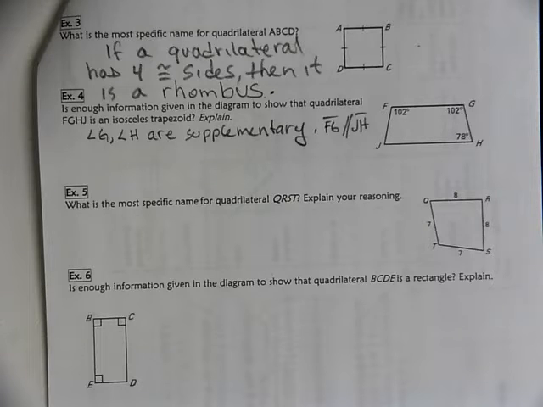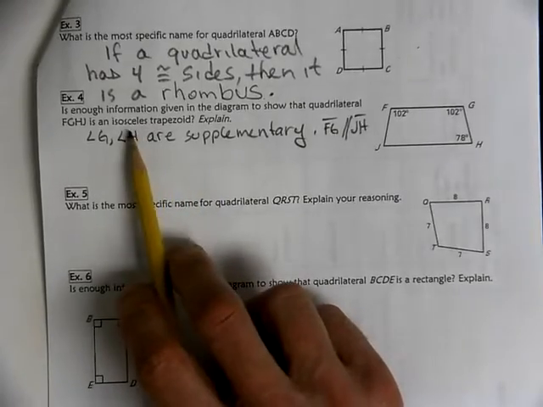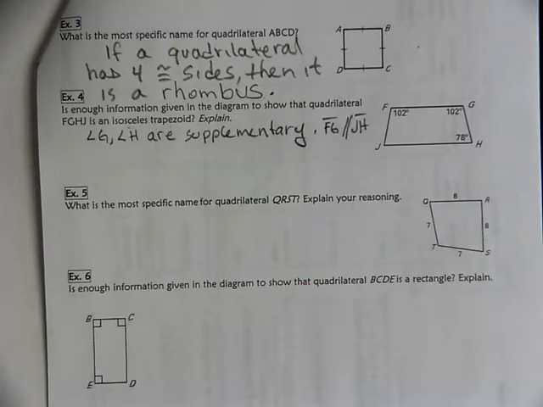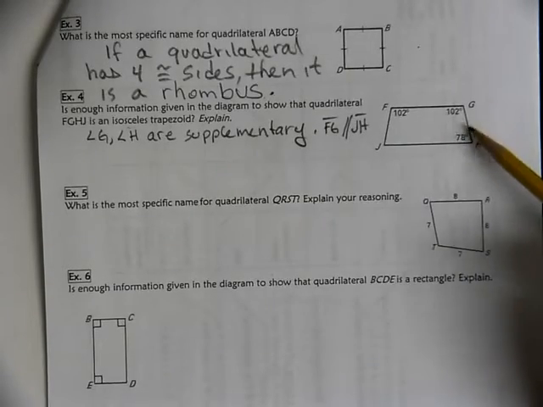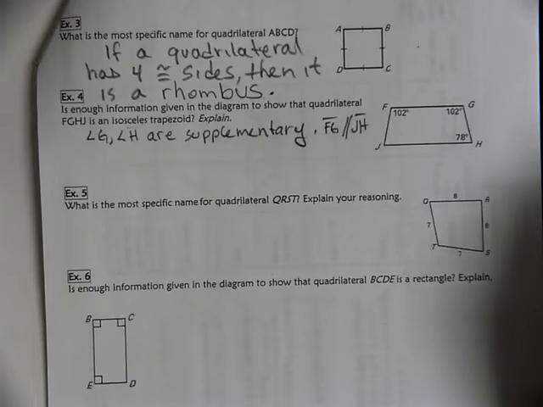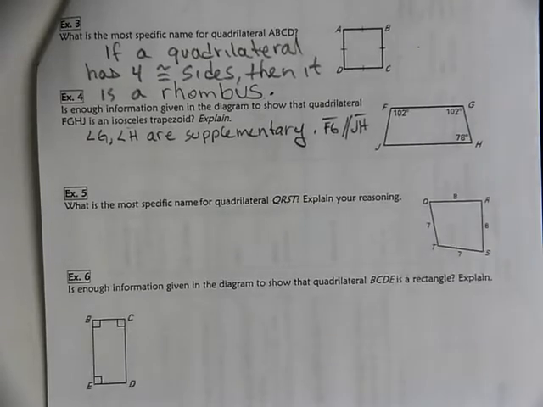Do we have an isosceles trapezoid? That's what they're asking. Is it an isosceles trapezoid? Well, it has legs, of course, because that's what a trapezoid has, but I don't know if those legs are congruent. It doesn't tell me. I can't go by it looks like it, but there is another reason.